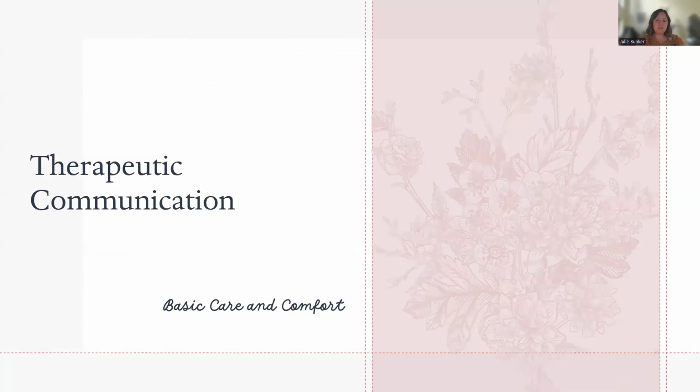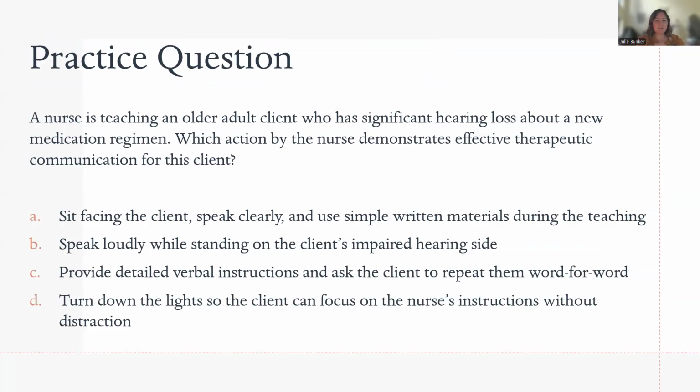Okay. Next is therapeutic communication. Not going to go too in depth on this one. This is incorporated in everything that we do. But practice question: a nurse is teaching an older adult client who has significant hearing loss about a new medication regimen. Which action by the nurse demonstrates effective therapeutic communication for this client? A, sit facing the client, speak clearly, and use simple written materials during the teaching. B, speak loudly while standing on the client's impaired hearing side. C, provide detailed verbal instructions and ask the client to repeat them word for word. D, turn down the lights so the client can focus on the nurse's instructions without distraction.